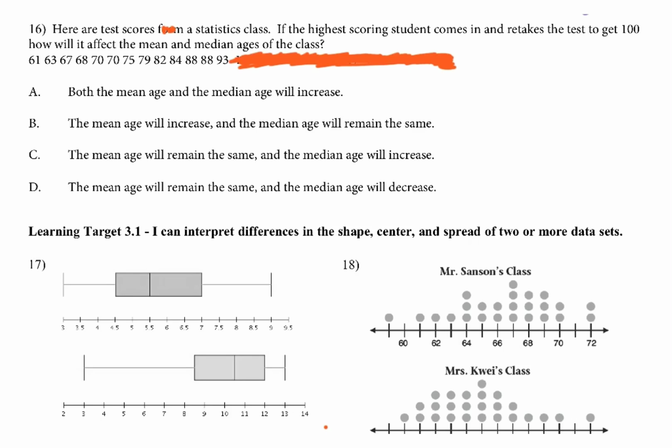Okay, so the way to think about this is if we were to find the median, right, we find that middle number. So it would be 75. Well, if this 93 gets changed to a 100, is that going to change the median? No. It's not going to change the median, so I know A is wrong. We know the median will not increase or decrease, so we basically know it's going to be B.